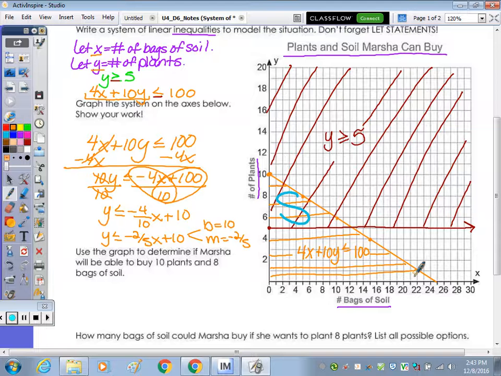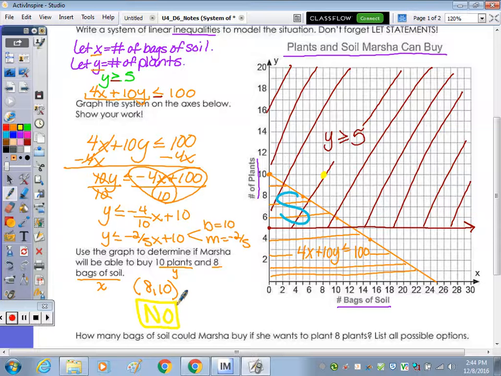Okay, everything's labeled now. Use the graph to determine if Marcia will be able to buy 10 plants and 8 bags of soil. Well, plants was the y, 8 bags of soil was x. So is (8, 10) in our solution set? No is correct. If you go to 8 and then go up to 10, that's right here. (8, 10) is not in that solution set. So the answer is no.